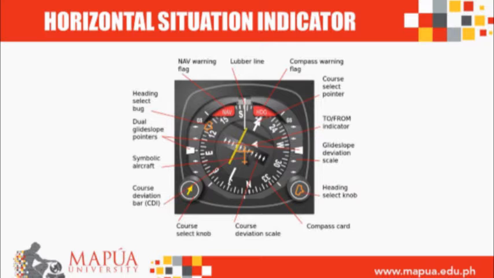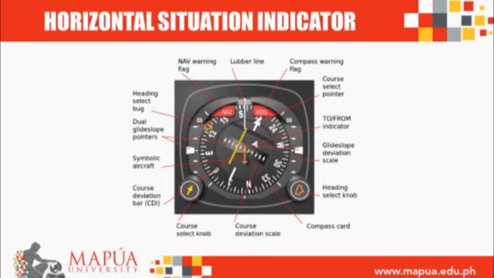Here is an illustration of the HSI, or the horizontal situation indicator, on the ILS. The HSI indicates not only the heading but also the selected localizer. On the ILS, the arrowhead must always be set to front course. This way, the HSI will always function as a command instrument.